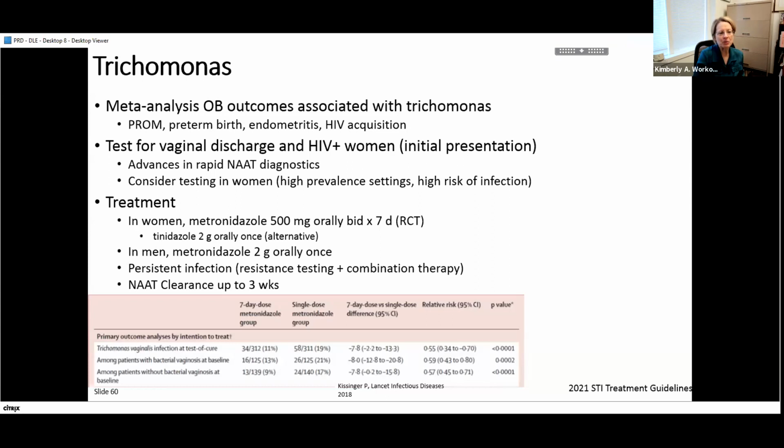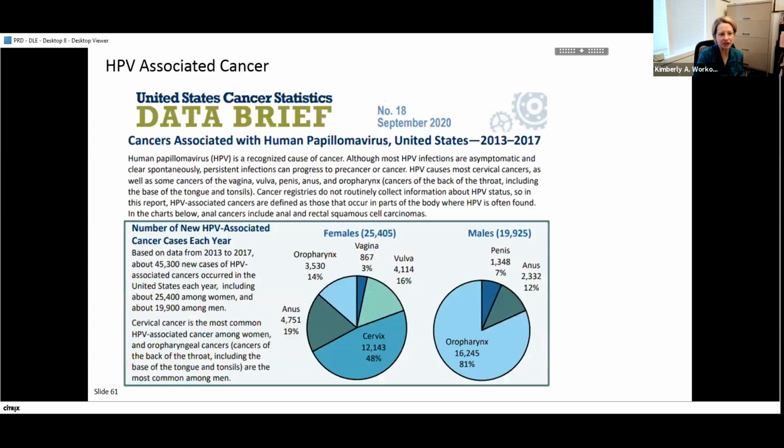And there have been some more updates for those that have persistent infection, with getting resistance testing and combination therapy. And again, you can get dead DNA from this organism up to 3 weeks, and it's important to get a repeat test in 3 months because of the increased risk of reinfection.